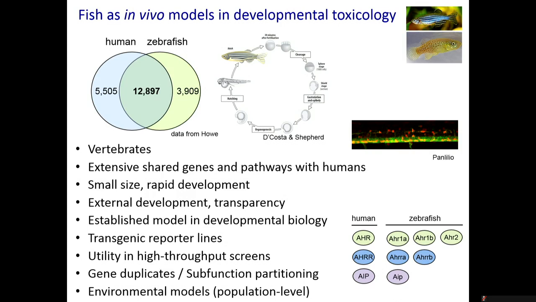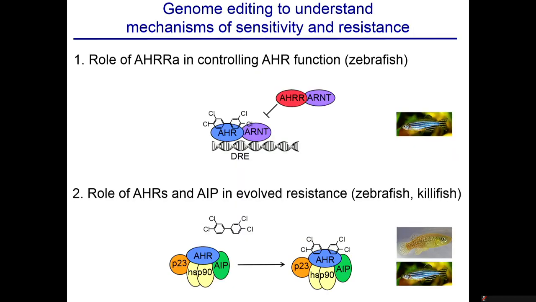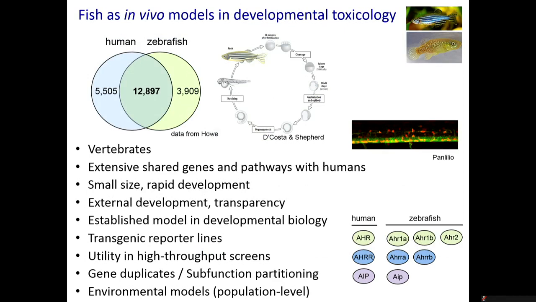As you know, fish are vertebrates that exhibit most of the same genes and pathways that humans have. They have a number of technical advantages, and all of this has led to fish being established models in developmental biology and increasingly in developmental toxicology. Now, one of the interesting features of fish is that they often have extra copies or duplicates of genes that exist as a single copy in mammals. And this includes the AHR, which exists as multiple copies in fish compared to the single copy in humans. Another interesting feature of fish is that many fish are exposed in the environment to high concentrations of chemicals, so they can serve as good models for population-level impacts of contaminants in a real-world situation.